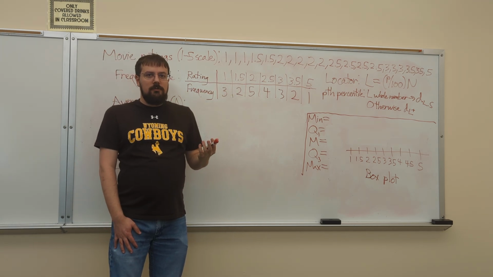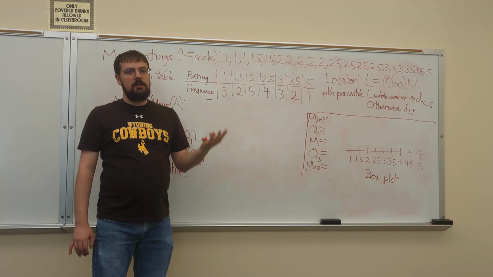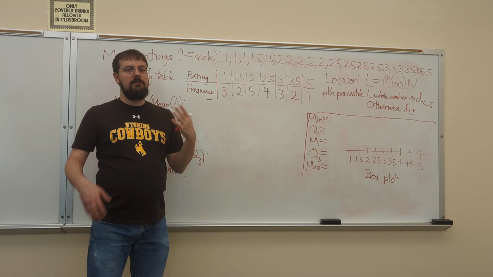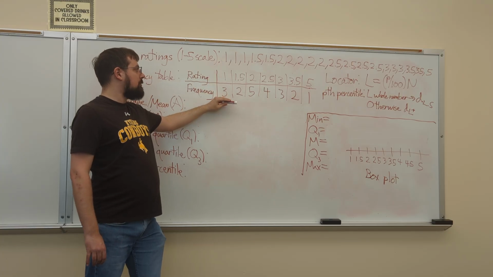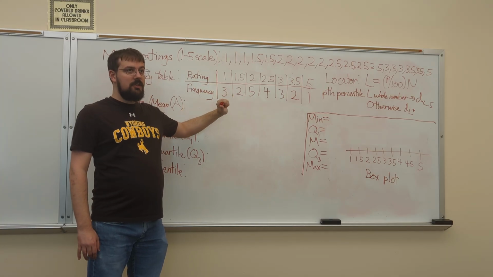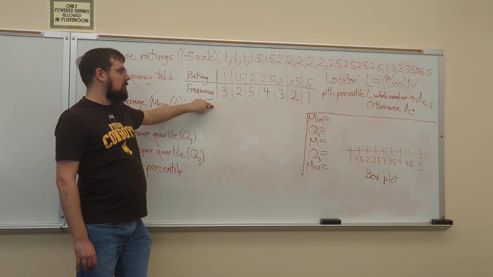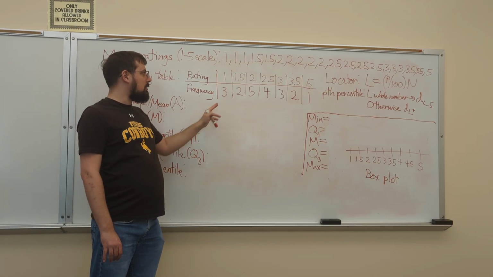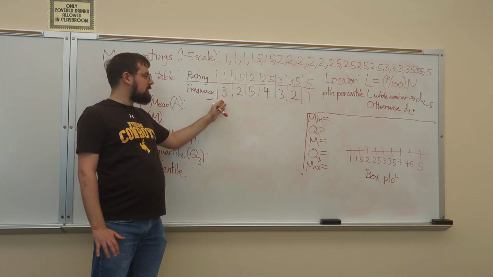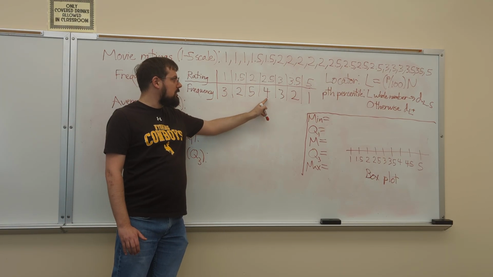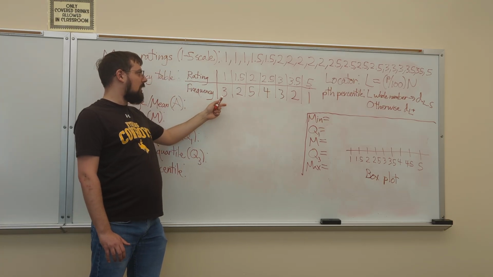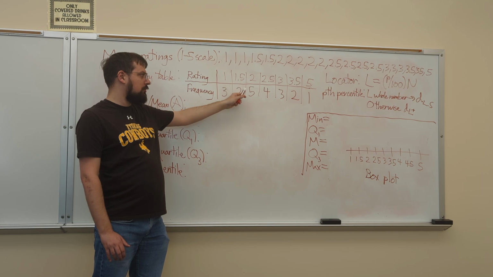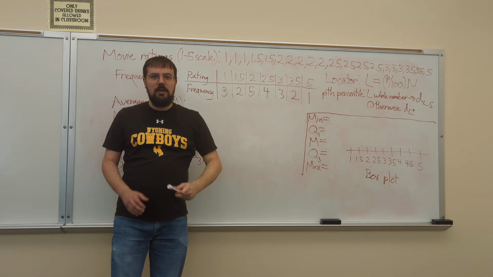Now, as you may recall from the last video, we talked about several different ways of graphically representing this data set. But the one that I would say is the most important for this video is going to be the frequency table. So the frequency table, as you may remember, basically just tells us how many times each different data value appears in our data set. So this would mean that we have 3 1s, 2 1.5s, 5 2s, and so on.